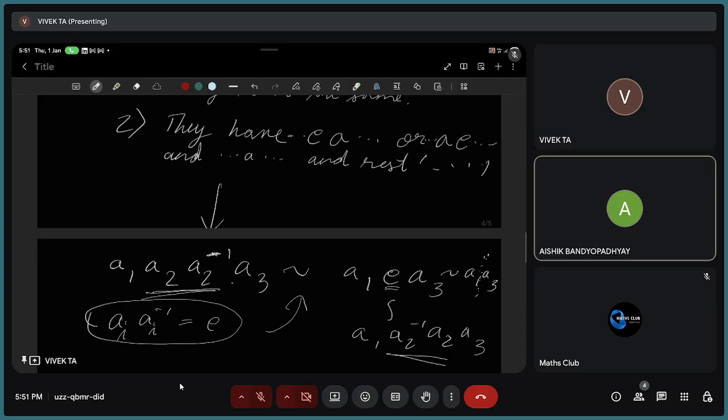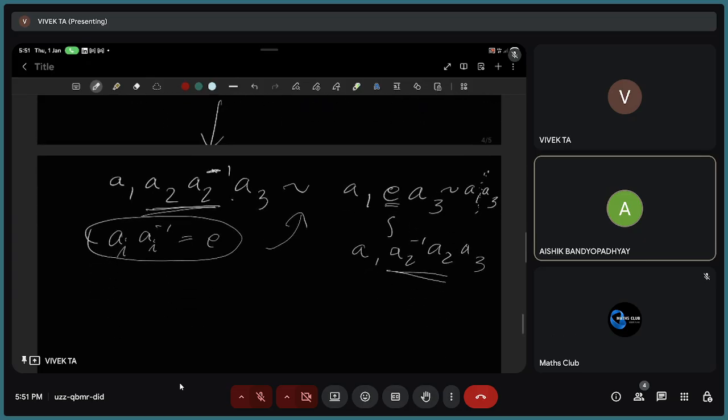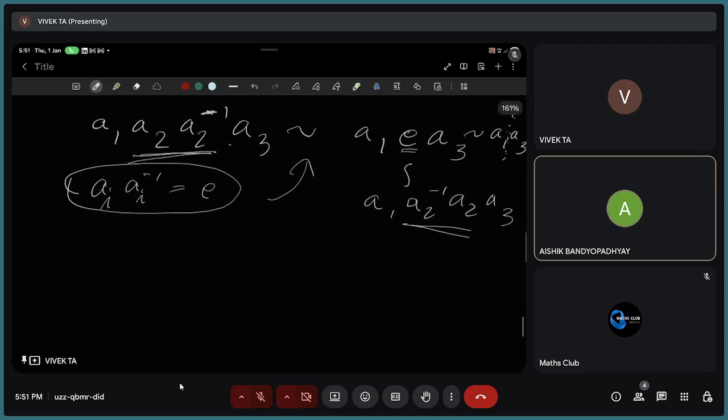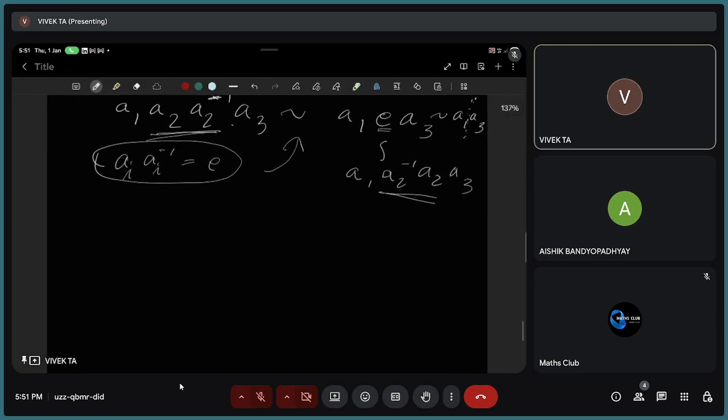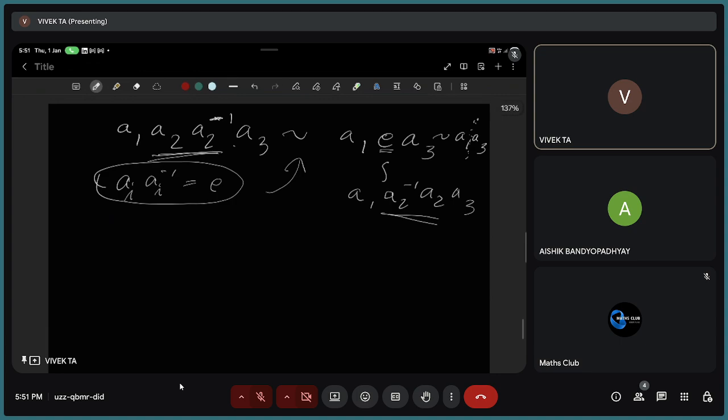So you basically understand now? Between two words, suppose there are two symbols I'm considering here, a1 and a3, and between them there are varying numbers of a2, a2 inverse pairings. So those I will neglect. Essentially, we will neglect them, but we can't directly put in the neglecting factor right now.